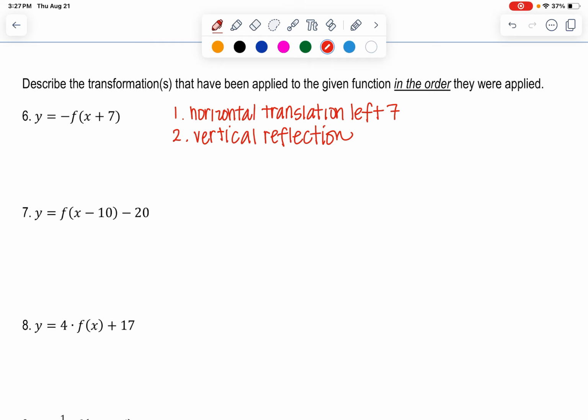All right. Next one, we have two transformations happening. We have that 10 and that 20, or minus 10 and minus 20, however you want to look at it. Those two. So we've got to do them in the correct order. We're going to start with H. There is a horizontal shift. It is right 10. So I'm going to say horizontal shift or translation, right 10. And then there's only one more, so I'm not going to say, okay, what's next? Obviously, you have to do that minus 20. That is a vertical shift or translation, down 20.